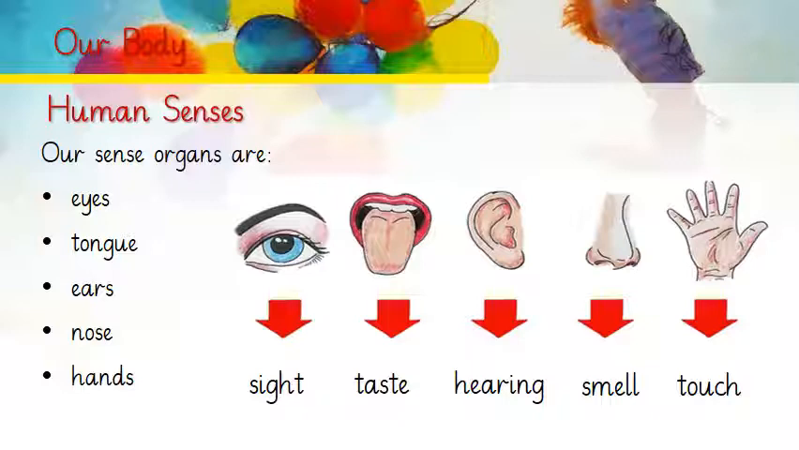Our eyes help us to see the things around us. Our tongue helps us to taste a variety of things. Our ears help us to hear different sounds around us. Our nose helps us to smell so many things, and our hands help us to touch the things around us.